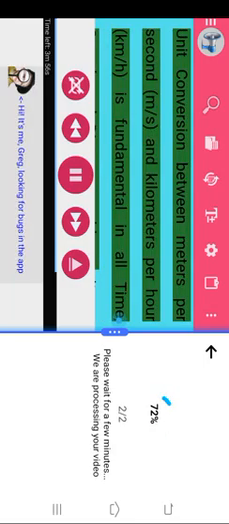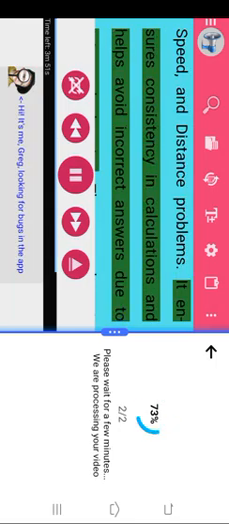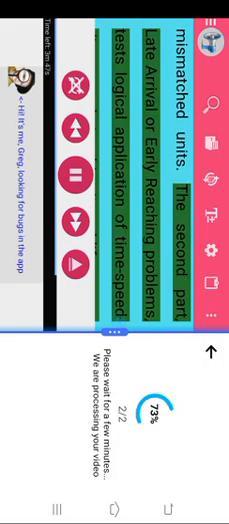Unit conversion between meters per second and kilometers per hour is fundamental in all time, speed, and distance problems. It ensures consistency in calculations and helps avoid incorrect answers due to mismatched units. The second part, late arrival or early reaching problems, tests logical application of time-speed-distance relationships in real-life scenarios like catching a train or reaching school.